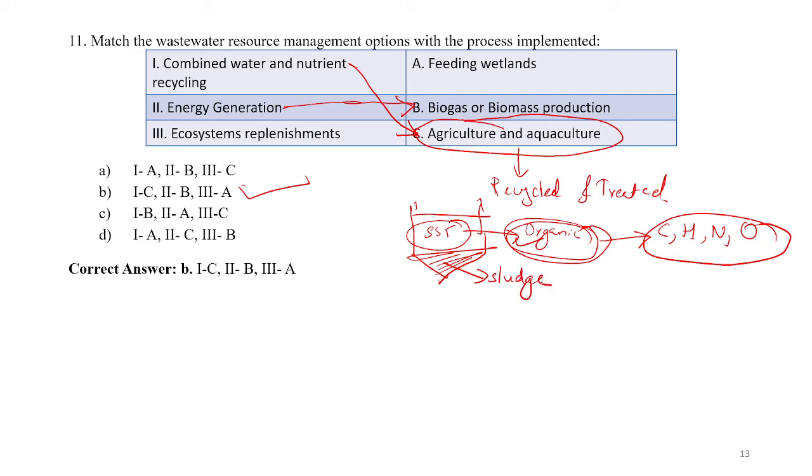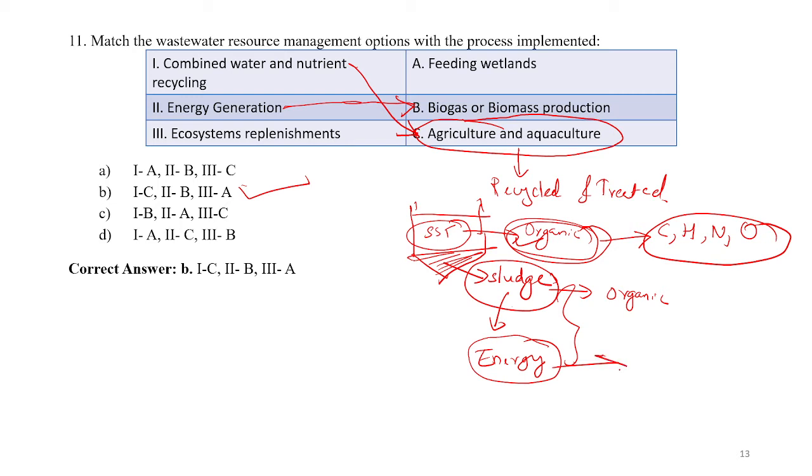So this sludge is highly organic in nature, and this can be used for generation of energy. You would have known about the creation of biogas from kitchen waste. This is just the same. From this sludge we can create energy, same as from kitchen waste we generate biogas. So biogas or biomass production is happening here, and that way energy generation is linked to biogas or biomass production.